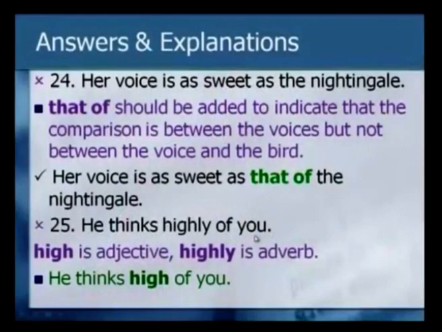He thinks highly of you. Now, high is adjective, highly is adverb. So, when you have to use an adjective, use adjective, not an adverb. So, the correct one is he thinks high of you. That is the correct form. Let us go to the next one.